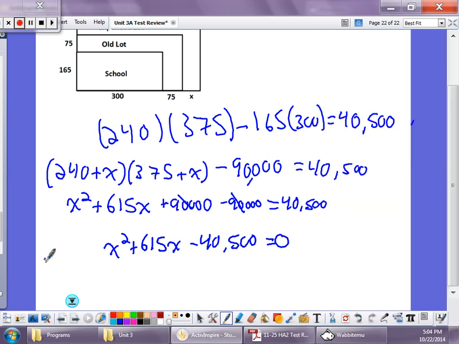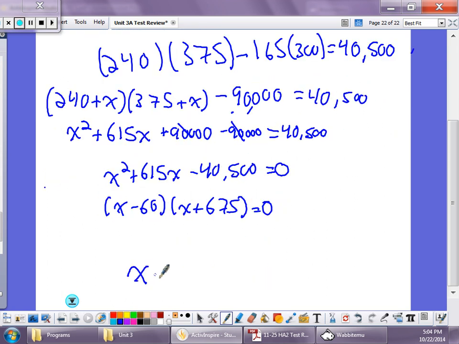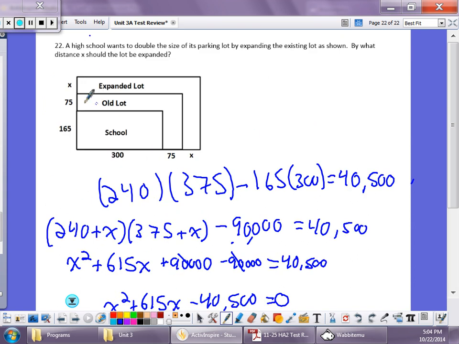Yep. So you would get x minus 60, x plus 675, and then clearly you would get x equals 60. So they would need to expand the lot by 60. So the big thing to remember there is that once you find out what it needs to be set equal to, you do the larger area minus the smaller area and set it equal to whatever that is.